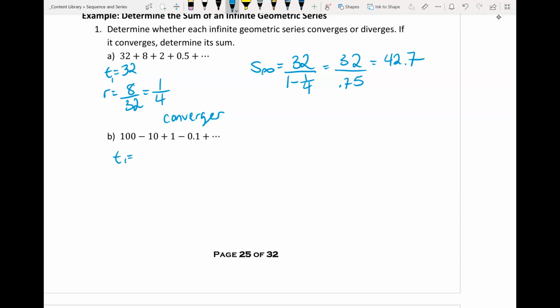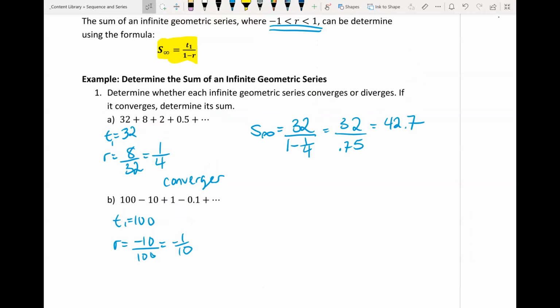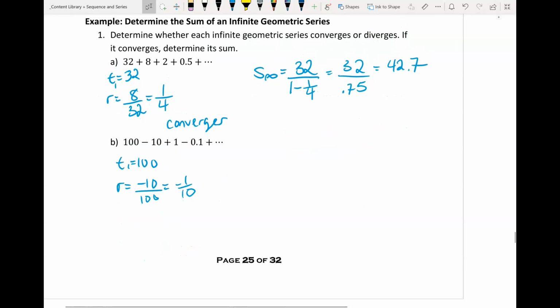We know t1 is 100. That's the first term. And then we need to find what our common ratio is. I'm going to take the second term and divide it by the first term. Remember to include the negative in there. So this is going to be -1 over 10. Again, this r is going to fit in between -1 and 1. So our series is going to converge.